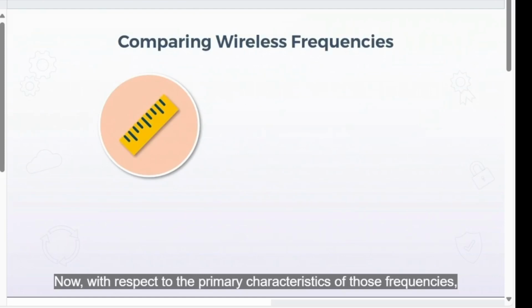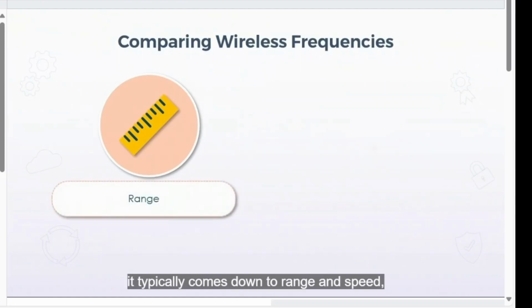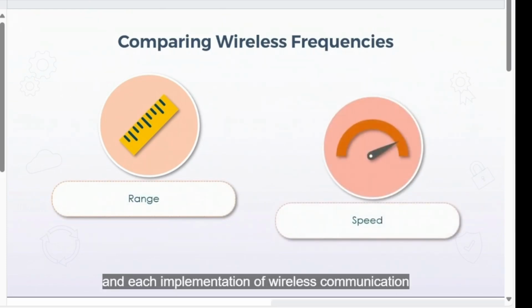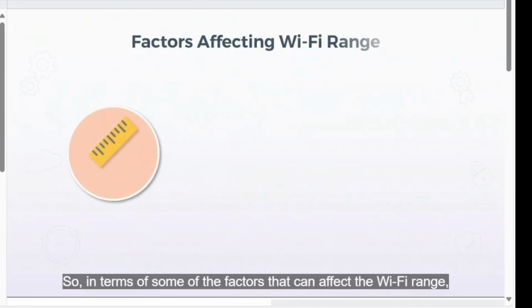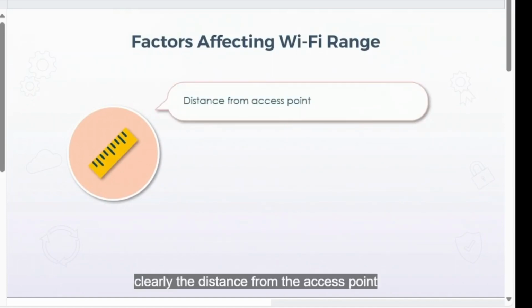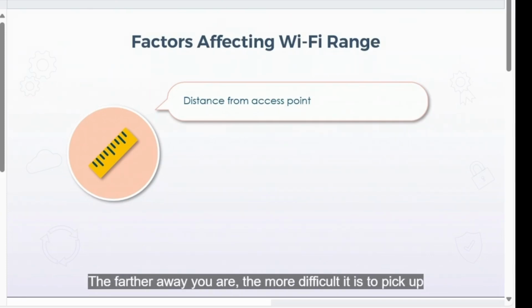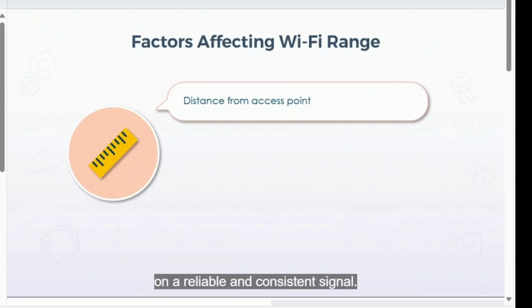Now, with respect to the primary characteristics of those frequencies, it typically comes down to range and speed, and each implementation of wireless communication will have pros and cons in either one or both of those characteristics. So in terms of some of the factors that can affect the Wi-Fi range, clearly the distance from the access point is the primary consideration. And this, of course, applies to all radio communications.